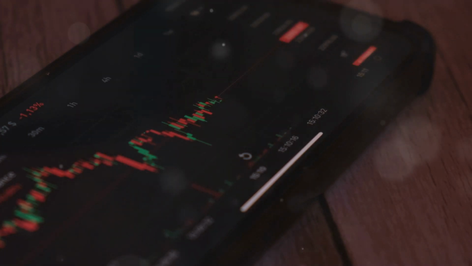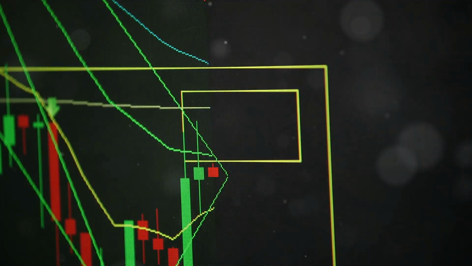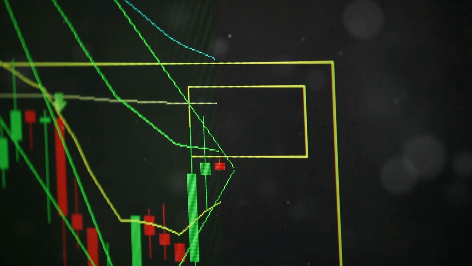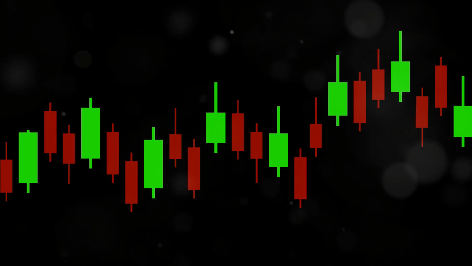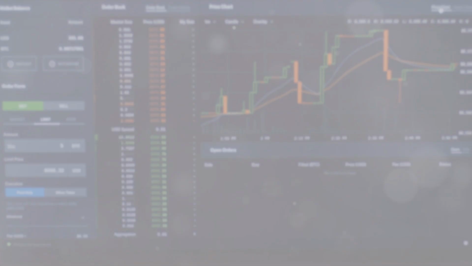Next up is the spinning top. This candlestick has a small body and long shadows, showing indecision between buyers and sellers. Spinning tops are important because they often appear before a major price movement, but on their own, they don't indicate direction.